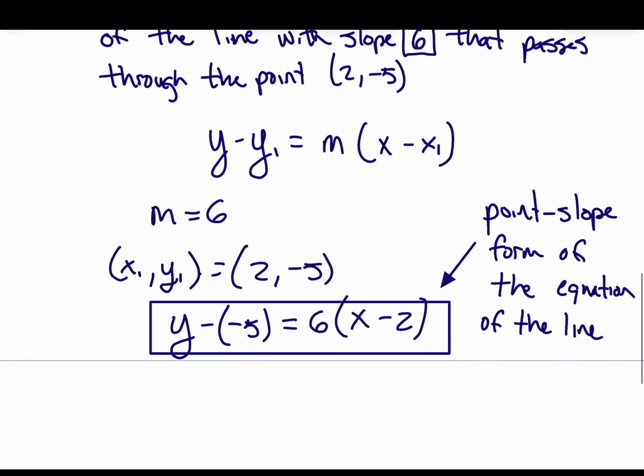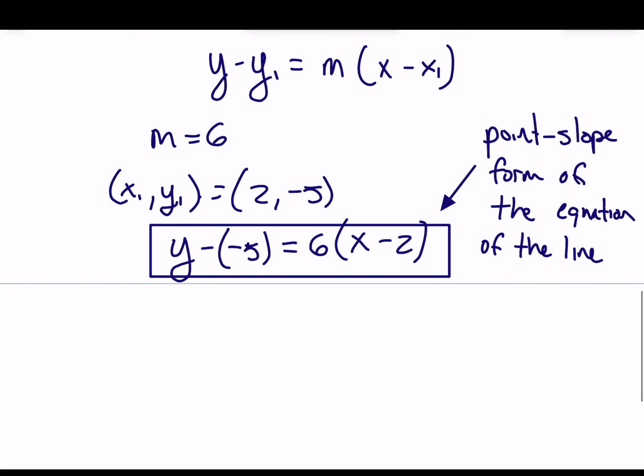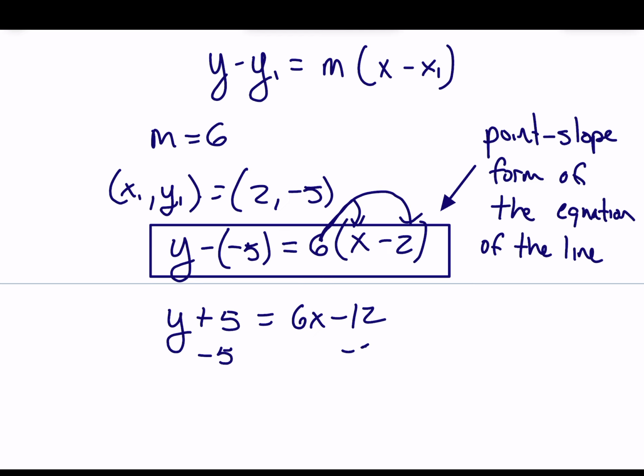Okay, now to find the slope-intercept form, we need to solve for y. So we can simplify the y minus a negative 5 to y plus 5. We can distribute on the right-hand side. 6 times x is 6x, and 6 times negative 2 is negative 12. Then we can subtract 5 from both sides, and we get y equals 6x minus 17. Negative 12 minus 5 is negative 17.